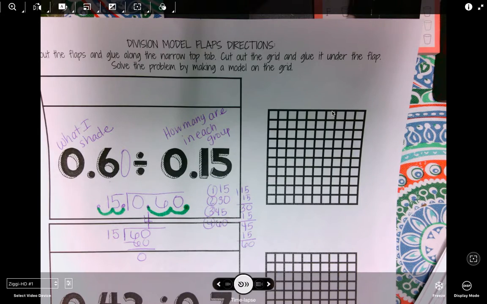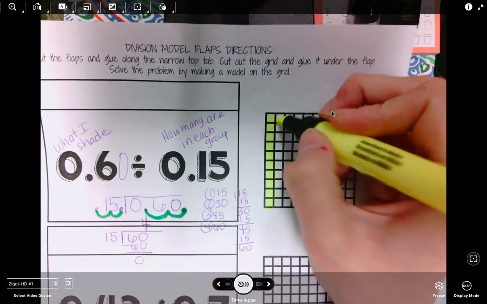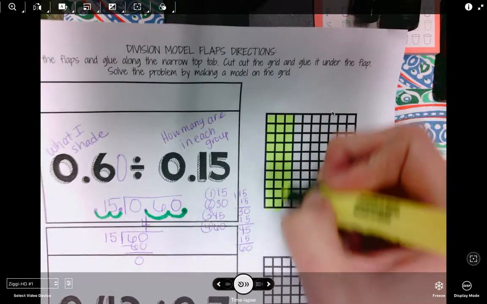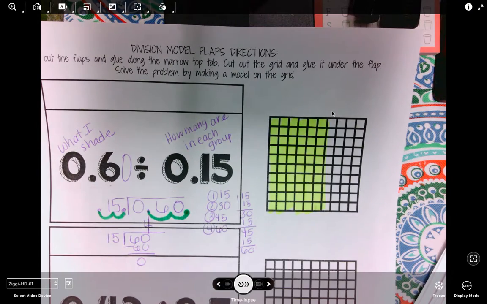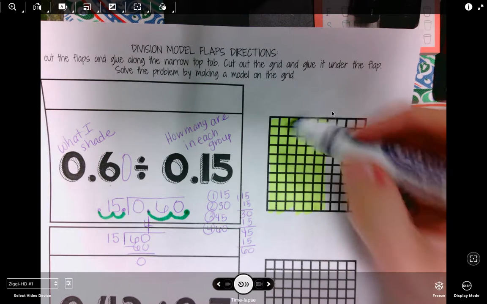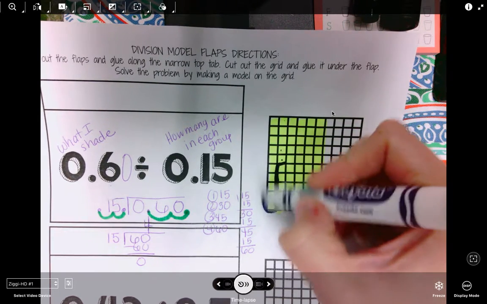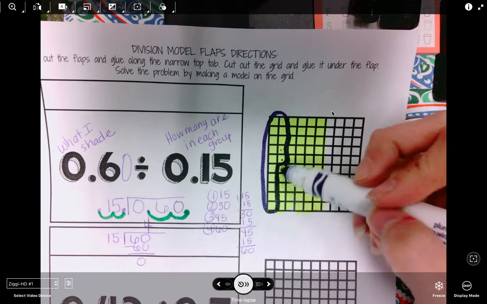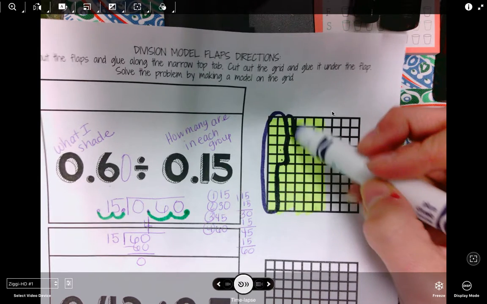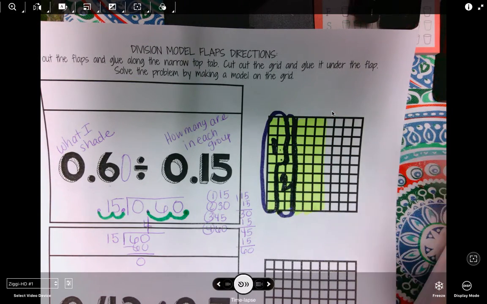So using a highlighter at your table, let's shade in 60. 10, 20, 30, 40, 50, and 60. And so what we're going to do now is we're just going to count 15 and make a group. So I know I have 10, 11, 12, 13, 14, 15. So this right here makes one group of 15. Okay, so I know there's 5 here and 10 more. That makes 15. So right there, that's one group and 2 groups.